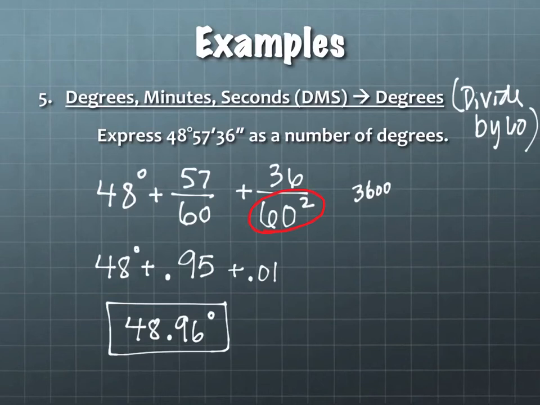So the first computation thing we've done all day, right? Multiplying and dividing by 60. And your calculator can be helpful with that.